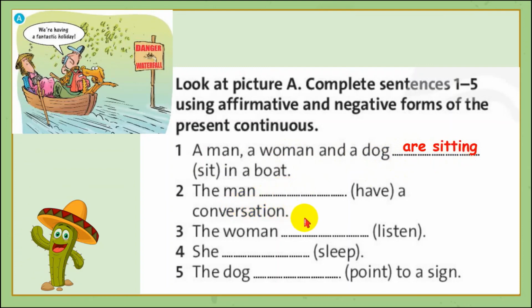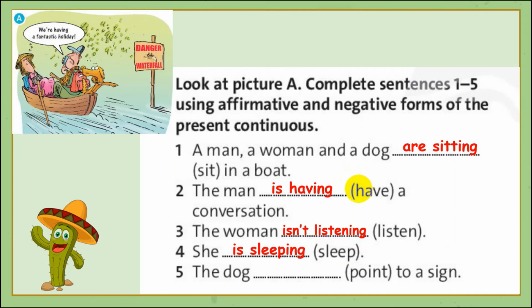Number 2. The man blank have a conversation. And the answer is having. The man is having a conversation. Number 3. The woman listen. So the woman is not listening, or the woman isn't listening. Number 4. She sleep. The answer is she is sleeping.